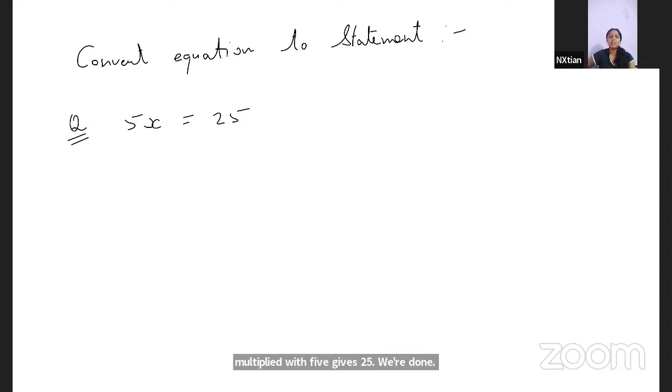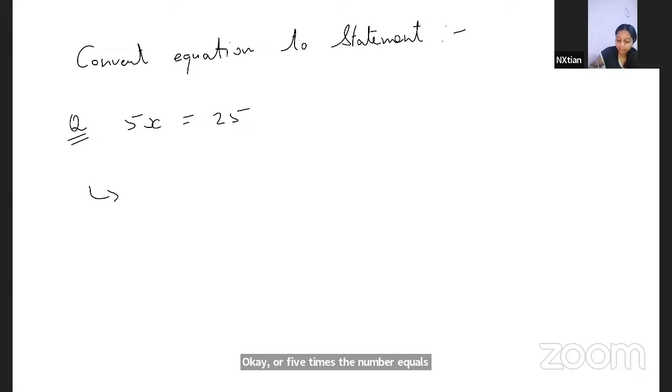Yes, a number or an integer. You cannot put x directly and you cannot write it in an explanation form like that. Yes, we can write an integer times 5 equals 25, or 5 times the number equals 25, like that.